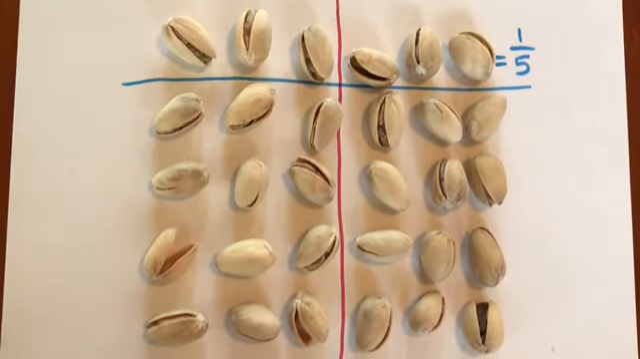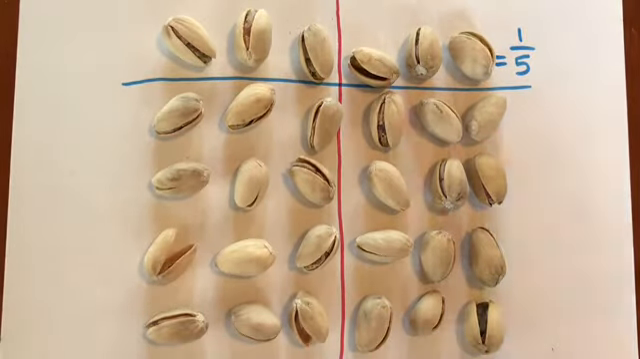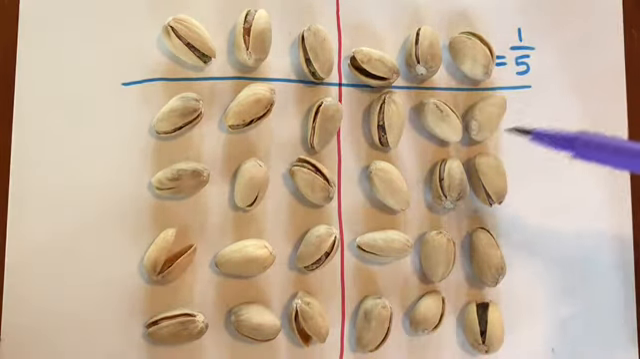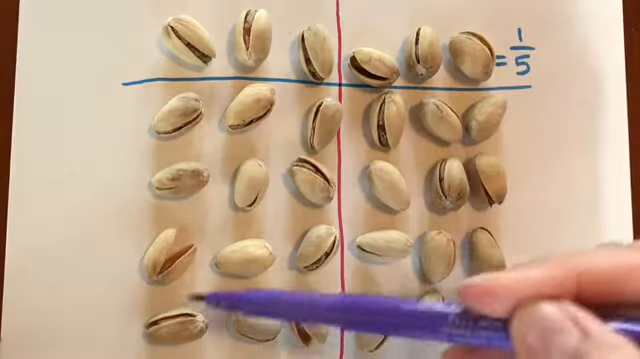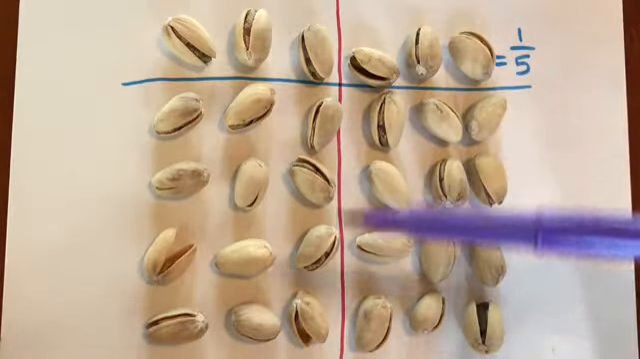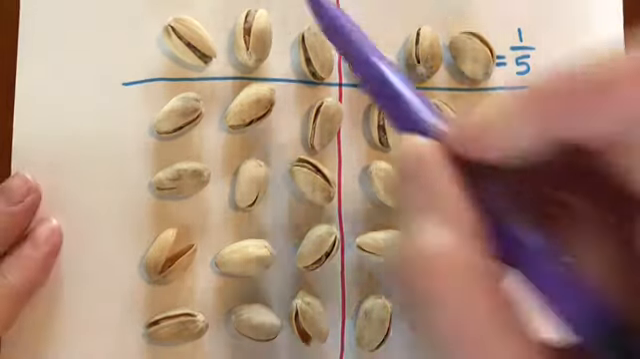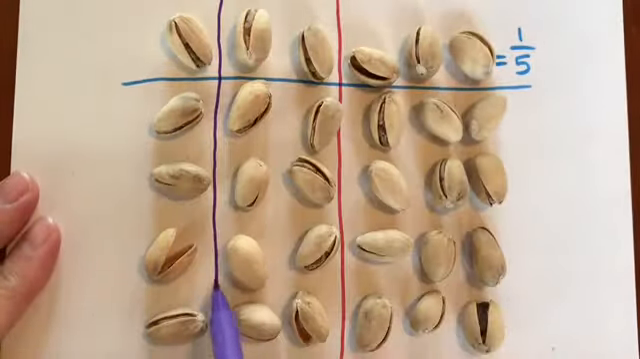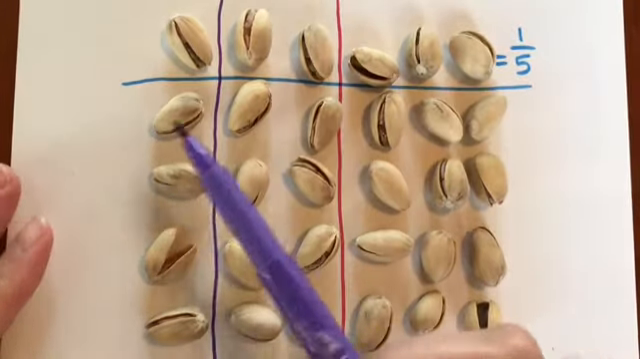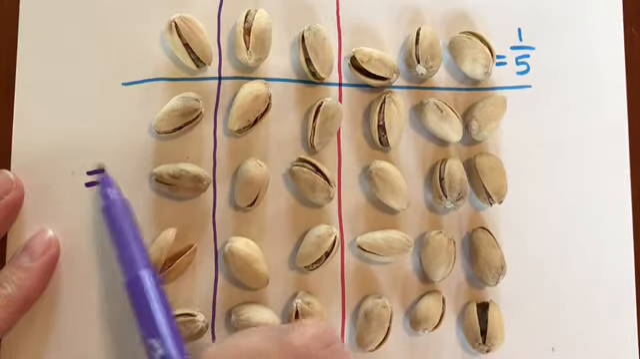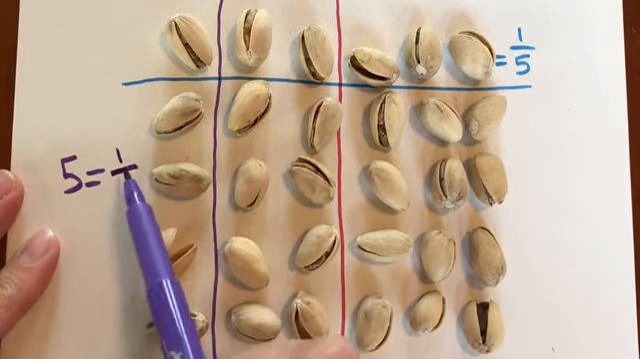1/6 of the pistachios. How much is 1/6? Give me some think time. So remember, we were going this way for fifths. If I split them this way instead, 2, 3. So we already had 2 groups of 3, so that means I know I have 6 groups. So by splitting the pistachios this way, I know that 1, 2, 3, 4, 5 pistachios equals 1/6.